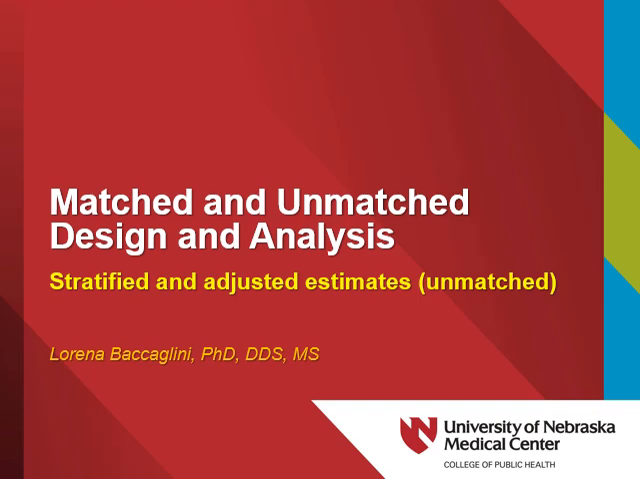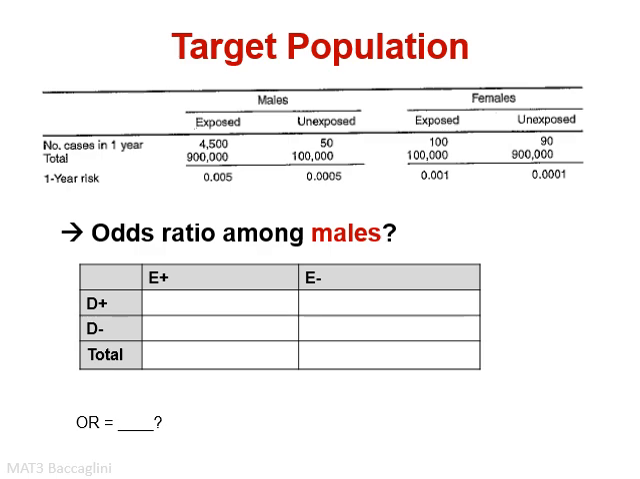Now let's calculate stratified and adjusted estimates in the source population. Again, it's in the unmatched scenario. So looking back again at the target population, now we want to look at the odds ratio just among males, so ignore the females. What's the odds ratio? Hit the pause button, and when you're ready, we will continue.